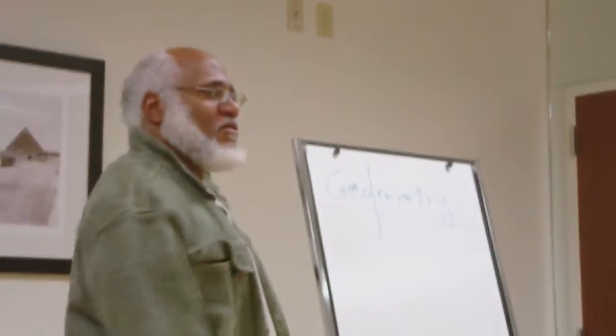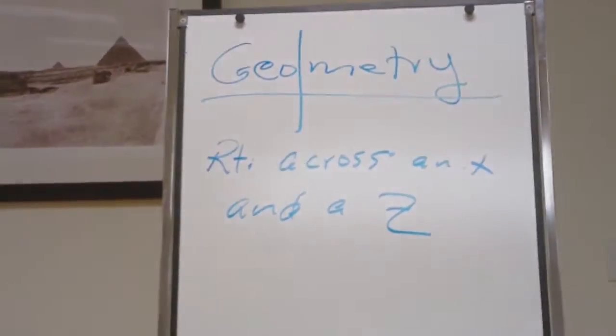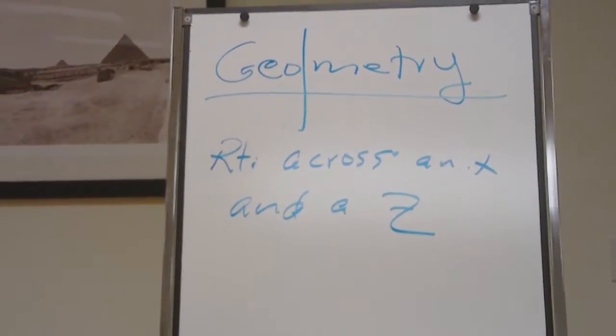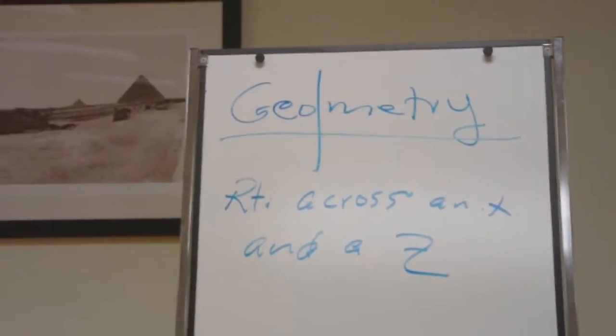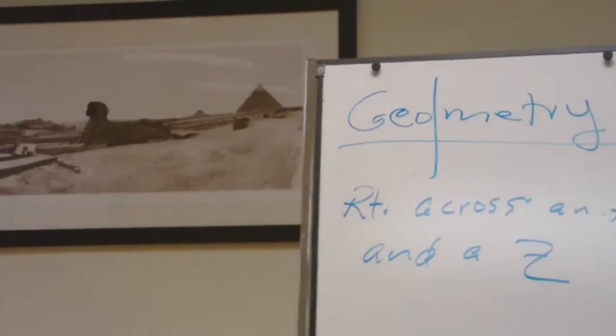Simple. Now, I want you to just remember this one sentence. Say after me: Right. Across. An X. And a Z. Do you believe that that is all of geometry without circles? Right, across, an X and a Z, without actually dealing with circles.